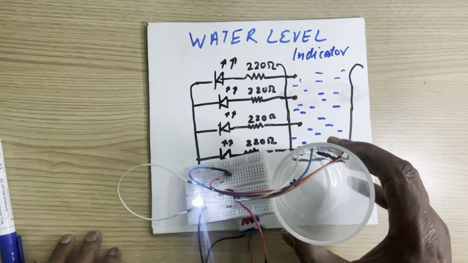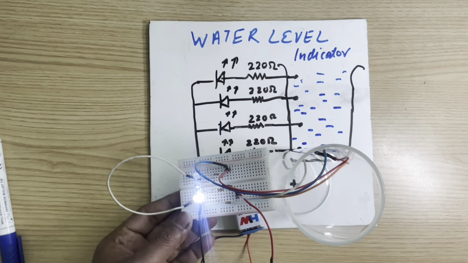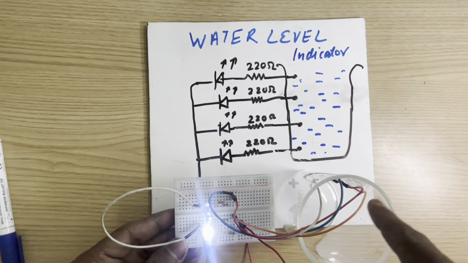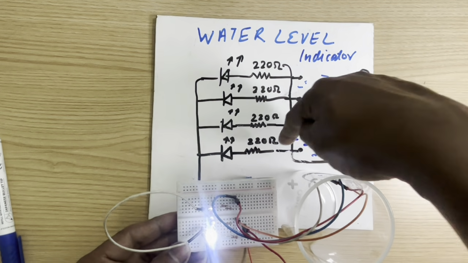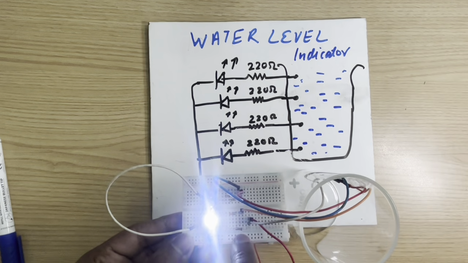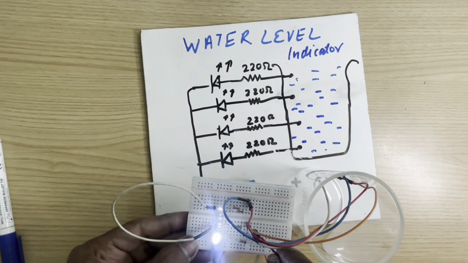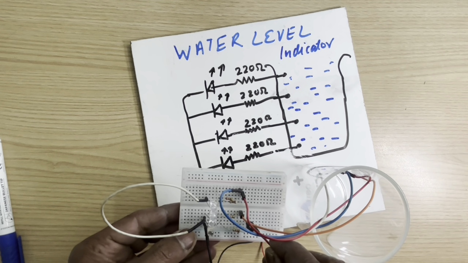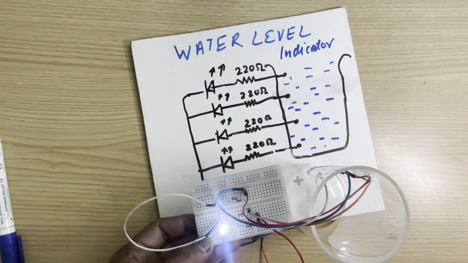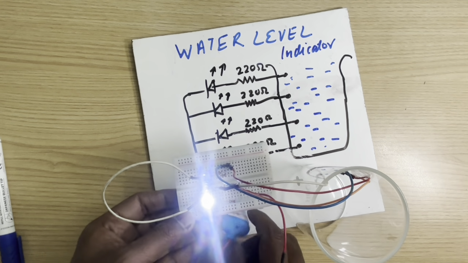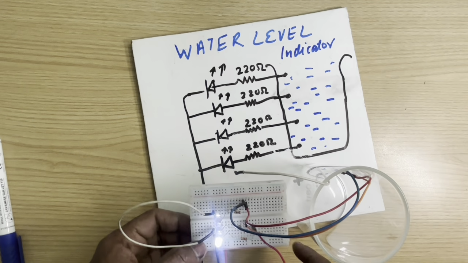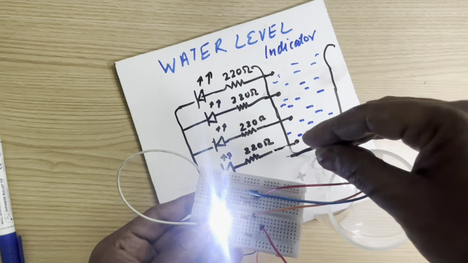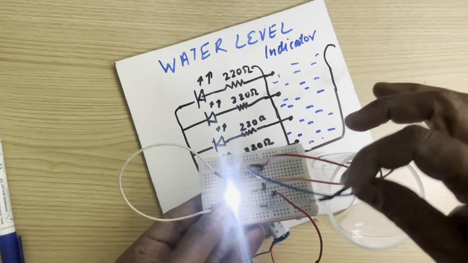So this is a glass jar and this is our circuit which is close to this one. This is a glass jar, and this is a resistance of 220 ohms, and there is a power supply in this. So we will understand how all the LEDs will glow as an indicator of a water level, or will show the conductivity step by step. So let's see how it behaves.